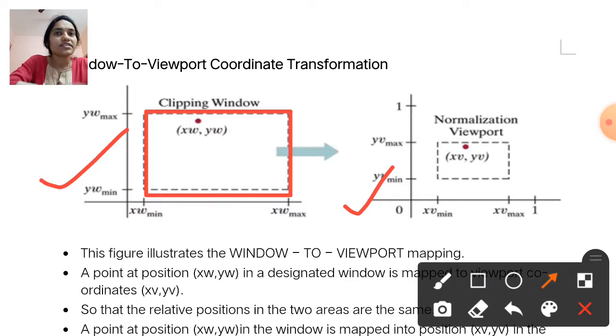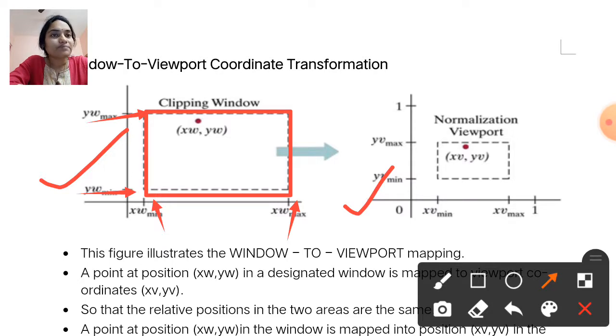In this X axis, this point is your XW min and this is your XW max. XW means X axis window or X axis world coordinate. In the same way we write YW min and YW max. Okay, so this clipping window portion is clipped and viewed in the viewport or another device.